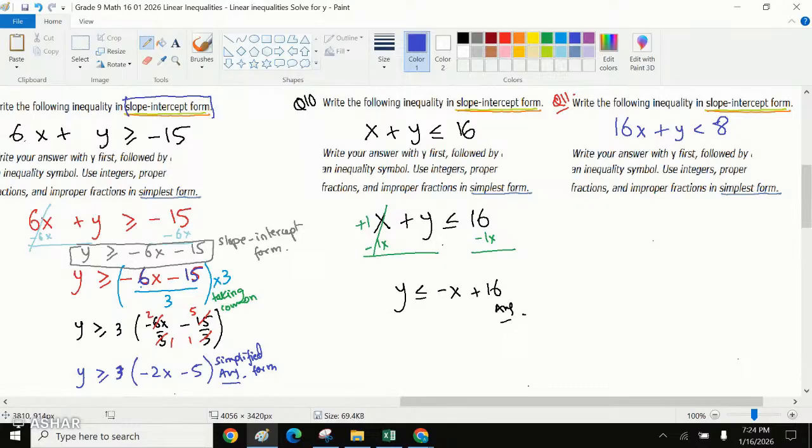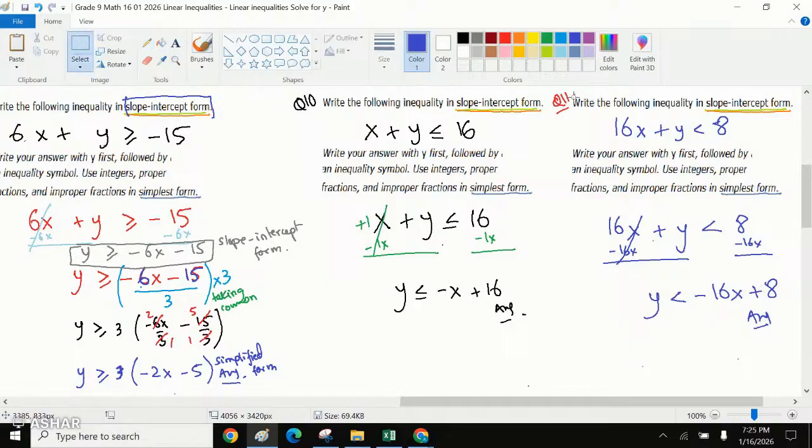So can we write this as 16x plus y less than 8? We can take 16x to the other side. We subtract on either side. So can we say y is less than minus 16x plus 8? And that is the final answer. Agreed? Okay, let's do this question again with a small number change in it.